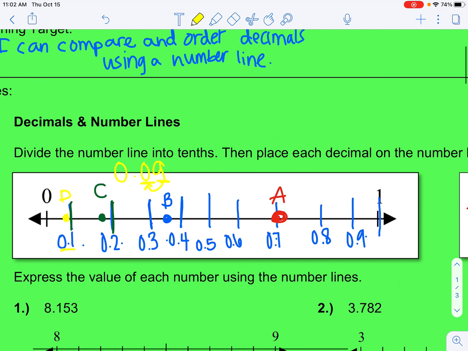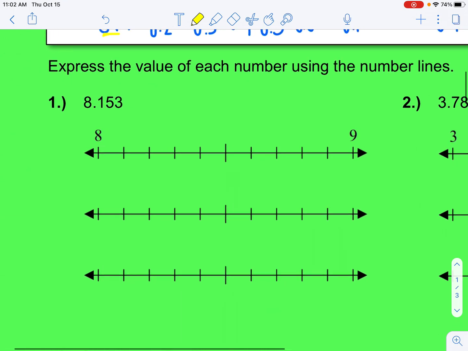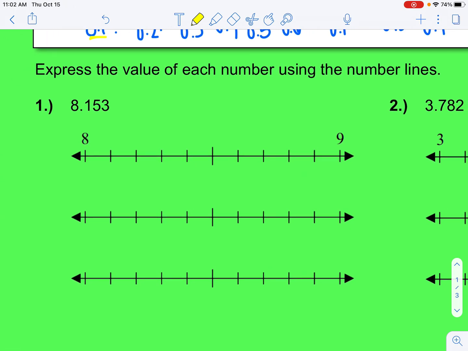So that is how we place decimals on the number line. If you have any questions about that, please be sure to reach out and ask for help. Alright, let's look at the next set of directions.